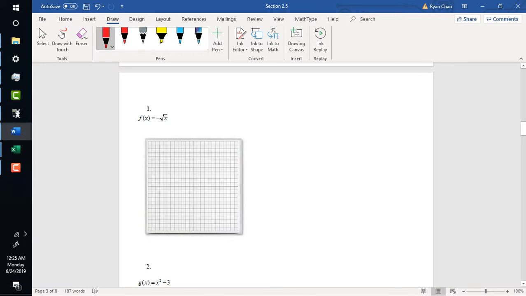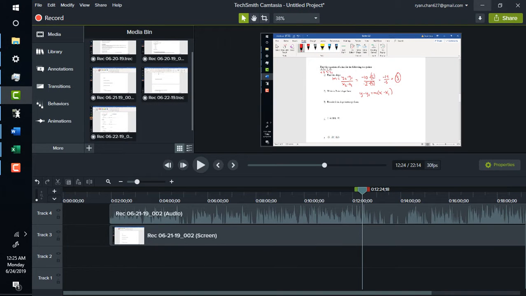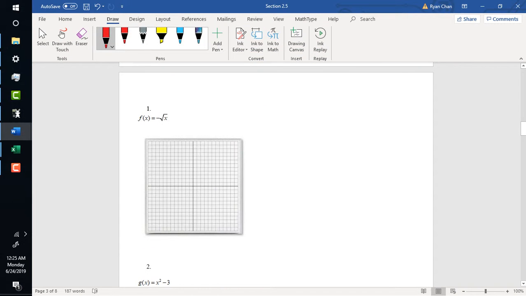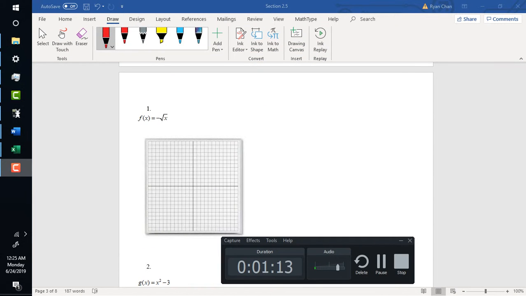So remember that every single transformed graph is going to be an offshoot of your parent graph. So let me show you this right here. I have a parent graph of square root of x, right? My first problem is negative square root of x. I immediately should realize this is an offshoot of square root of x.